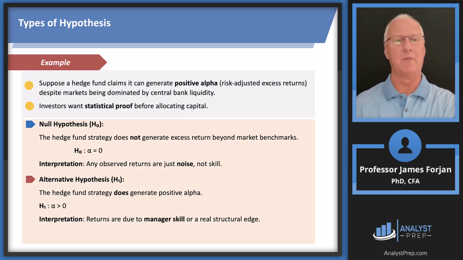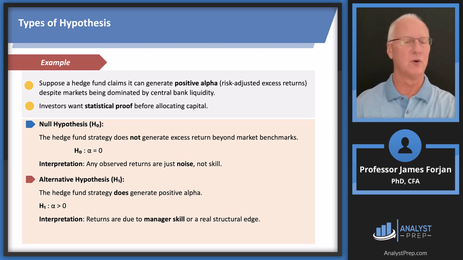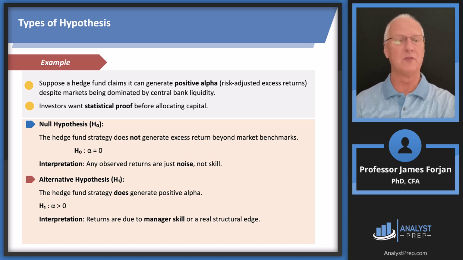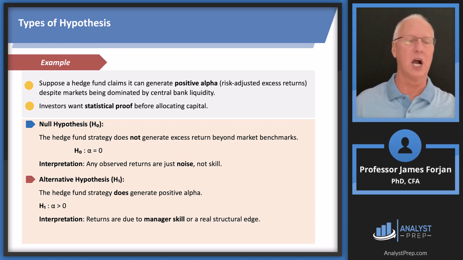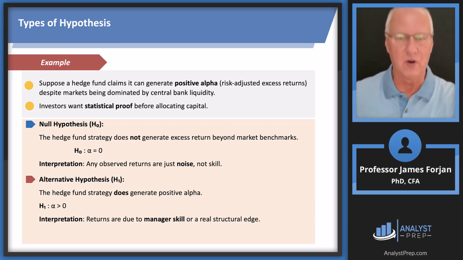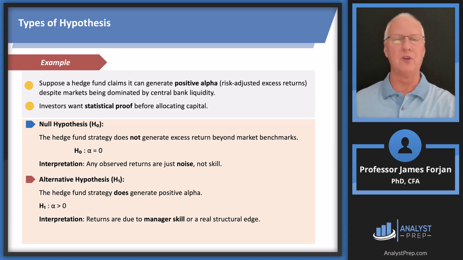Here's the example we came up with. This is a little bit more applicable than my Michael Jordan or maybe just some random stock out there. So we have a hedge fund. Here I am, Jim's hedge fund. I'm the manager, and I can say something like, you know what, I'm smarter than everybody else out there. I can generate positive alphas no matter what. In this case, we talk about central bank liquidity. So maybe I'm an economist and I'm an expert on what the central bank is doing.